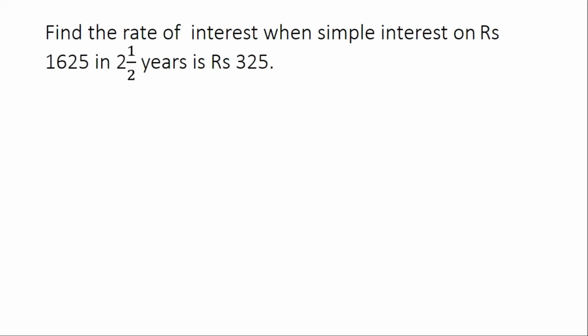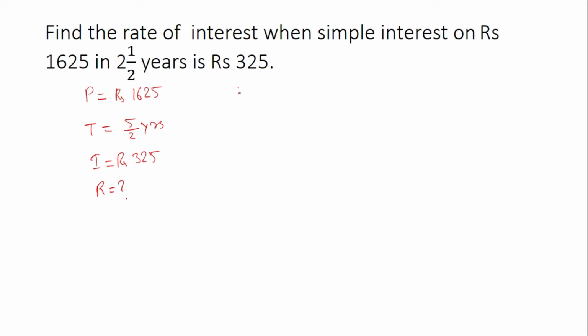Next is find the rate of interest when simple interest on rupees 1625 in 2.5 years is rupees 325. Here principal is given rupees 1625, time is given 2.5 years means 5 by 2 years, and interest is given rupees 325. What you have to find out? You have to find out rate.